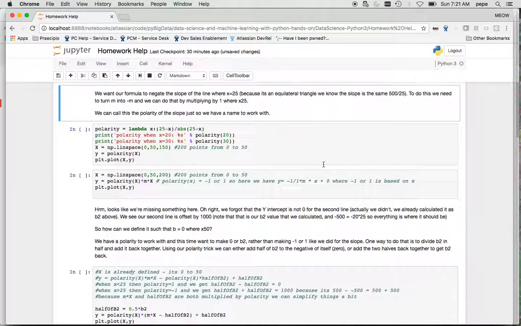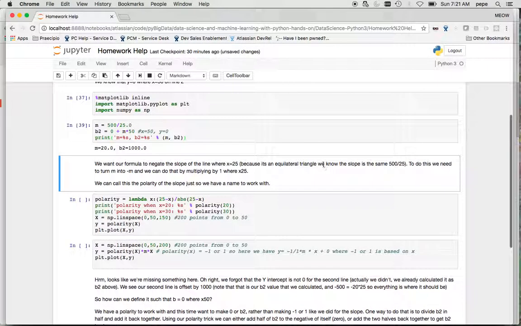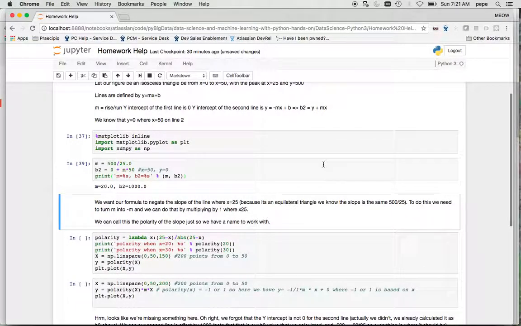So now that we have that, we have to start to figure out how to put these two formulas together. It's not listed out here, but our formula for the first line is y equals 20x plus 0. We can drop that part. And our second line is y equals negative 20x plus 1,000. Those are our two functions that we want to squish together into one.